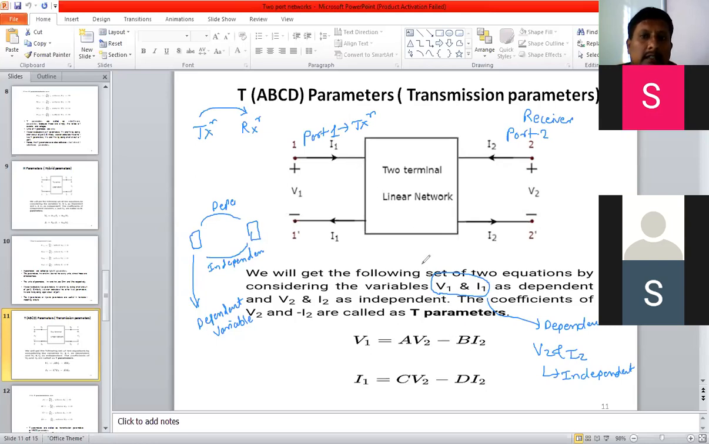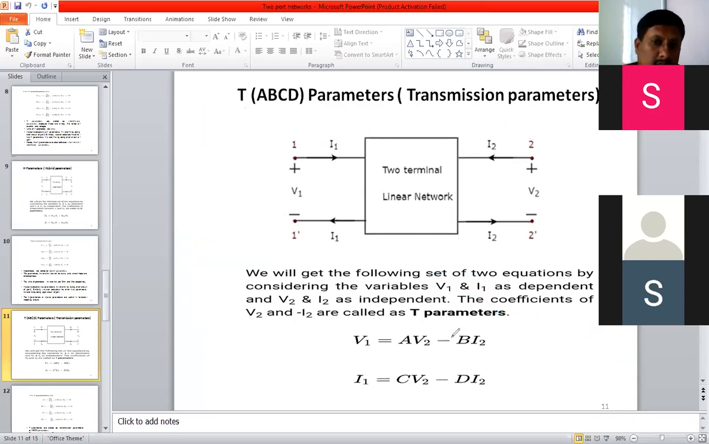Second thing, everywhere we are using the plus sign in the equation, but here minus is there. Any reason for this? What is the reason? Everywhere the plus sign will be there in the equation, but here minus is there. Why is it like this?